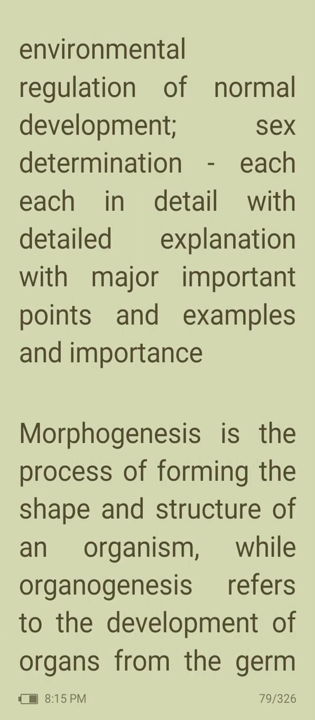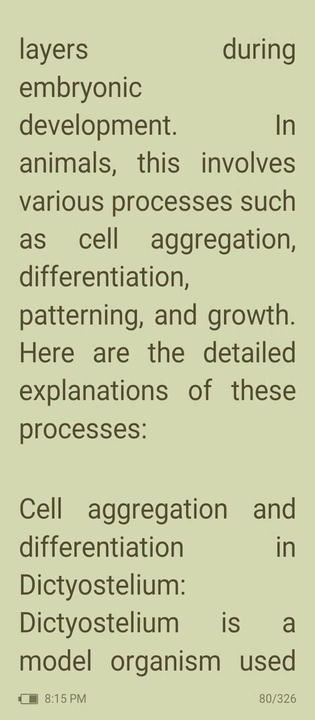Morphogenesis is the process of forming the shape and structure of an organism, while organogenesis refers to the development of organs from the germ layers during embryonic development. In animals, this involves various processes such as cell aggregation, differentiation, patterning, and growth. Here is a detailed explanation of these processes. Cell aggregation and differentiation: Dictyostelium.